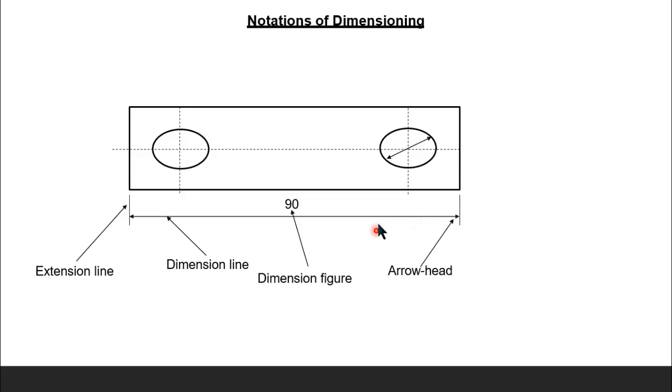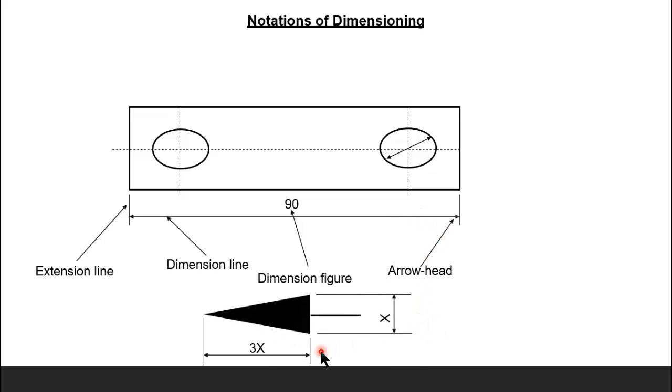Along with that, at the end of this dimension line, we need to terminate the dimension line with arrowheads. So arrowheads are shown at the end of this dimension line. The arrowhead should follow the size pattern of 1:3. That means if you take the width of the arrowhead as 1, then the length should be 3. For example, here x, and this should be 3x. If you take 1 mm, the length should be 3 mm. That is the 1:3 ratio we need to follow when drawing the arrowheads.